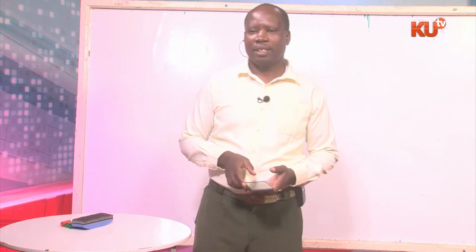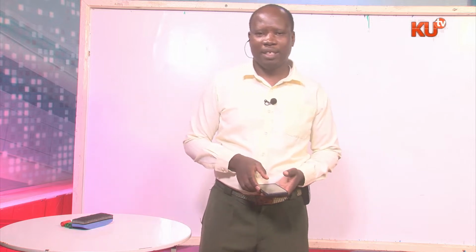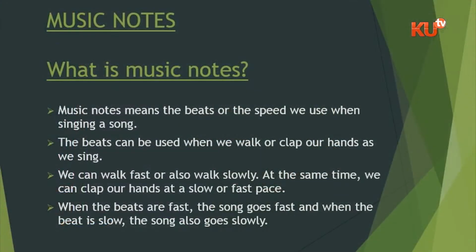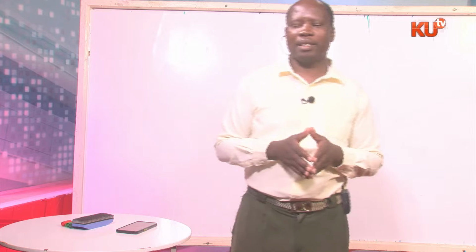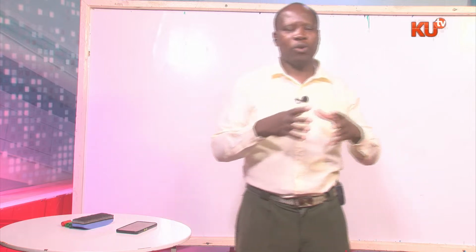So music notes are the beats that help us know whether the song is supposed to move fast or slow. So music notes are the beats or the speed we use when singing a song. And these beats can be used when we clap our hands or when we walk. It determines our pace. For example, I can just try to demonstrate by use of clapping hands so that we see how these beats are.